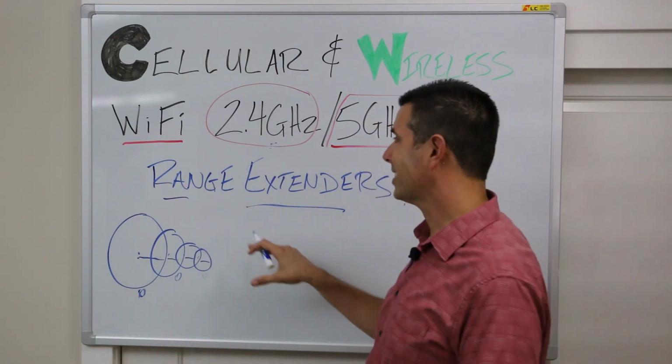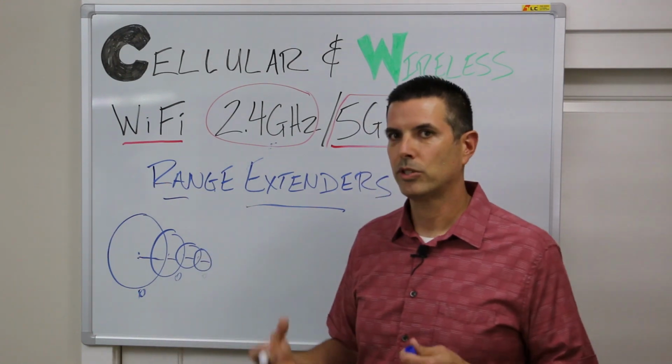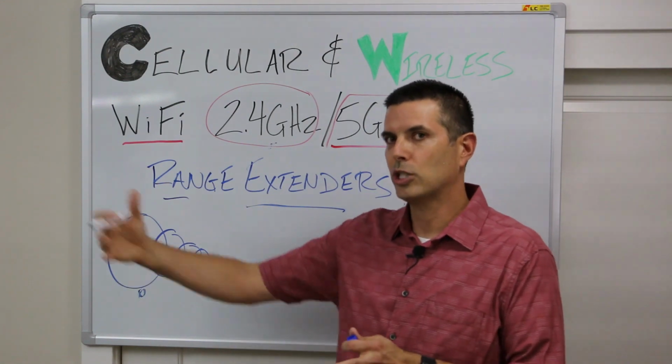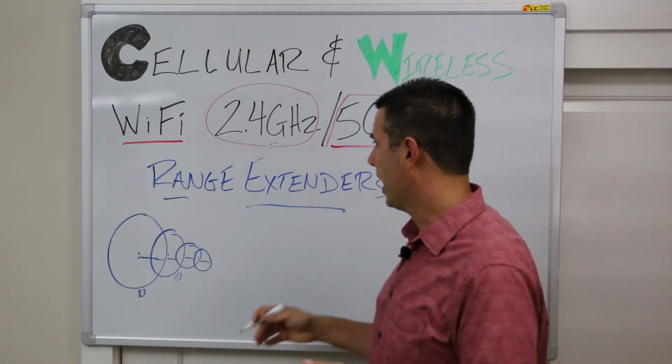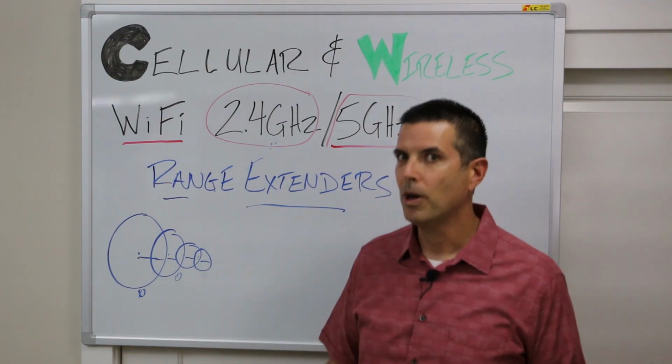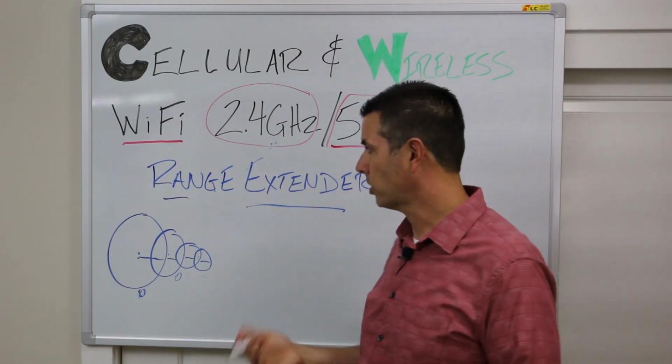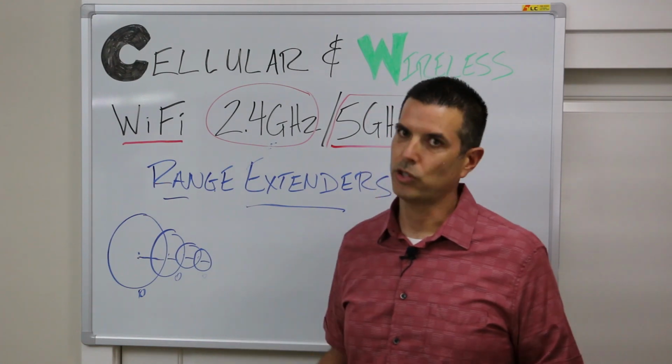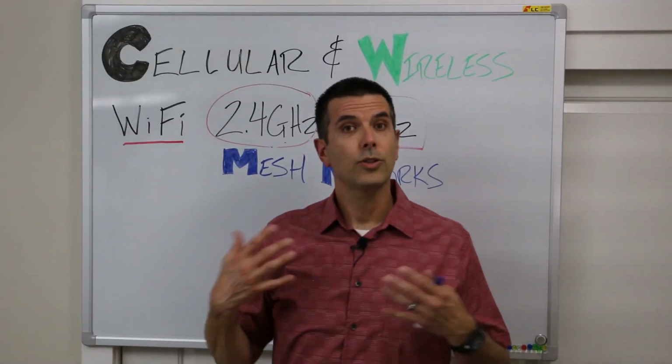So range extenders were a first attempt to really take Wi-Fi into larger spaces, into bigger homes, and they don't work very well. Yes, one can help, but any more than one, and you're really starting to create more problems than you're solving. So what do?